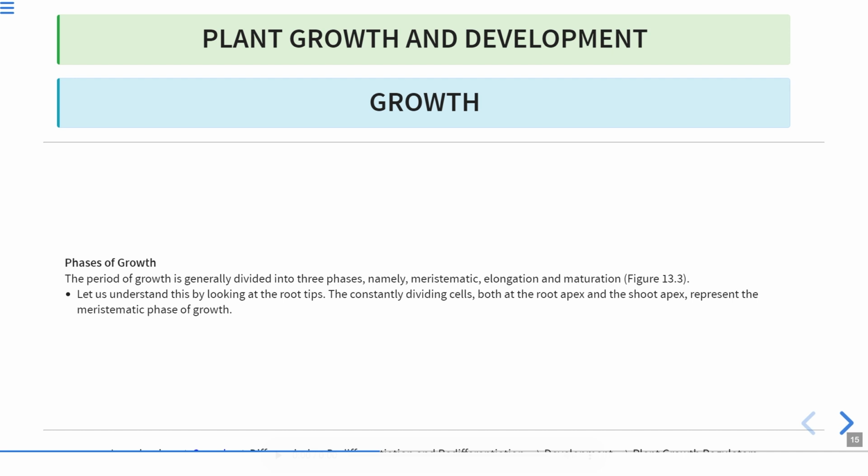The constantly dividing cells, both at the root apex and the shoot apex, represent the meristematic phase of the growth. The root apex and the shoot apex divide and redivide vigorously, which increases the height of the plant. So that is showing the growth at both the apex regions, the root and the shoot apex region.